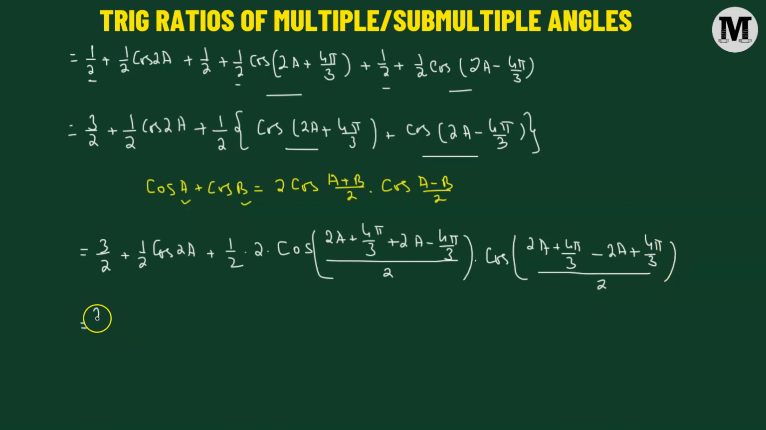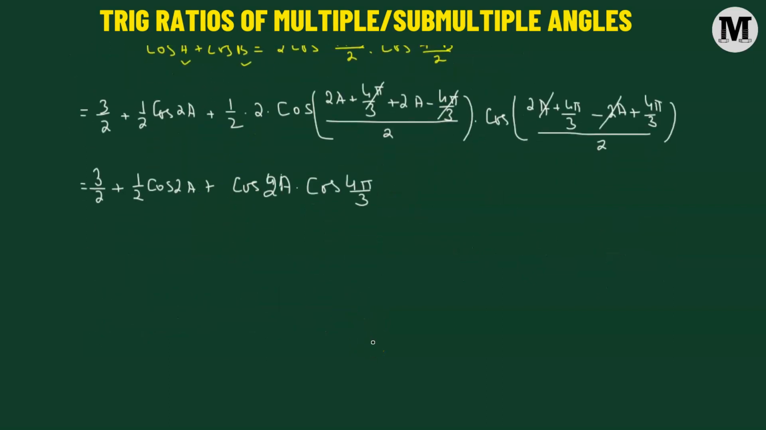Such that we get 3 over 2 added to half cosine of angle 2a, plus, so this 2 and half gets factored out. We have cosine of, now 4 pi over 3 and negative 4 pi over 3 cancel out. So we're left with cosine of 4a, so 2a plus 2a, that's 4a, and 4a divided by 2 is simply going to be 2a. So we have cosine of 2a multiplied to cosine of the angle. Here 2a and 2a will get cancelled out. So 4 pi over 3 added to 4 pi over 3 divided by 2 is simply 4 pi over 3.